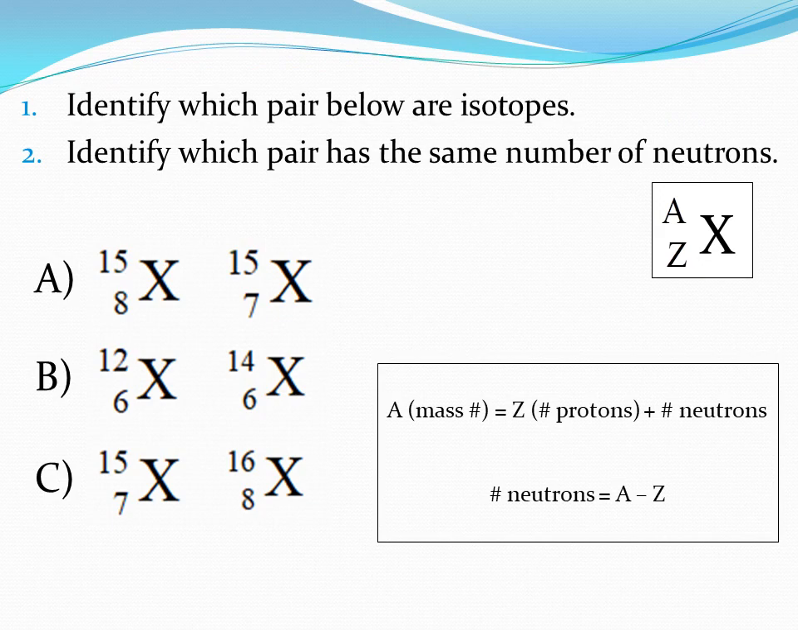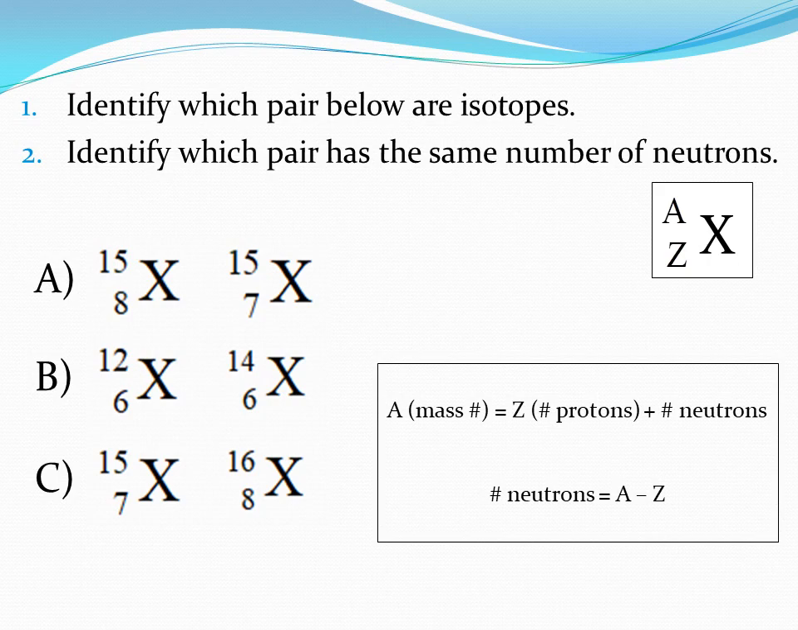So let's try a quick exercise. We want to identify which pair below out of A, B, and C are isotopes, and we want to identify which pair has the same number of neutrons. As a reminder, the atomic symbol is symbolized with X, X being the element symbol. In this case, we're using a generic X.